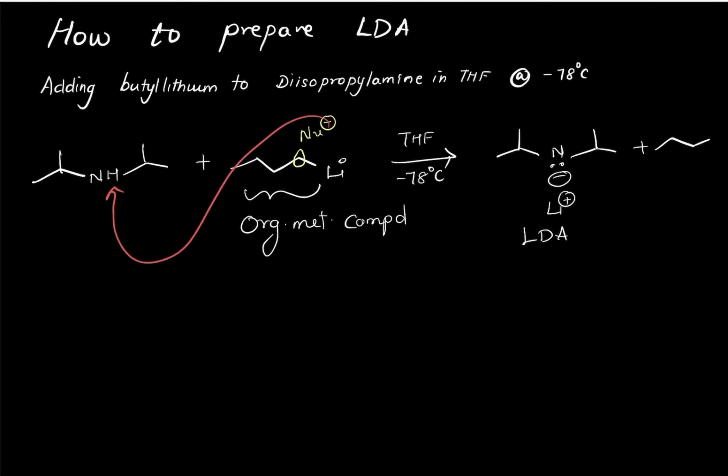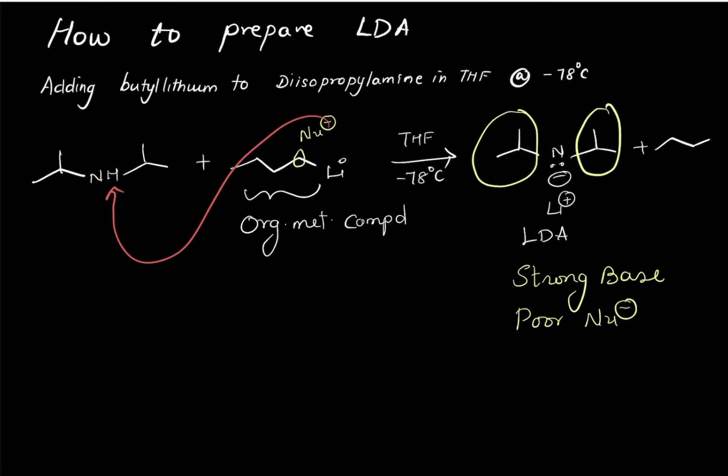Remember, LDA is a very strong base, but it's a poor nucleophile. Why is it a poor nucleophile? Because when you look at its structure, you can see the bulky groups, the two isopropyl groups on either side of nitrogen, which make it a very poor nucleophile. Hence, it removes an alpha hydrogen faster than it adds to a carbonyl carbon.